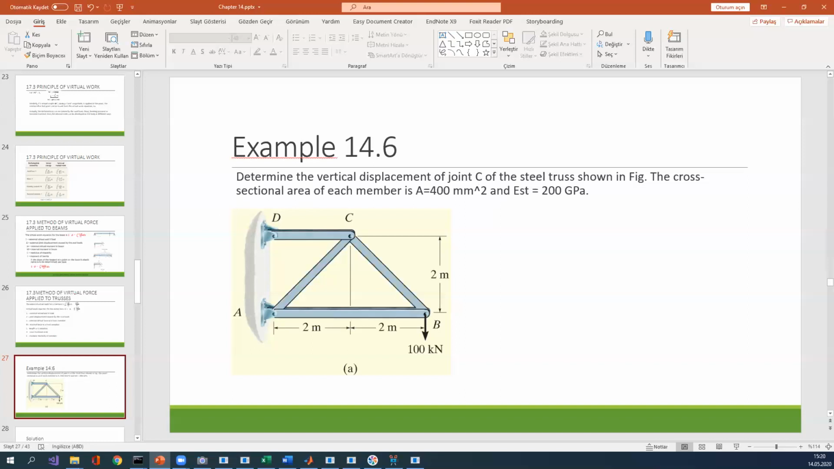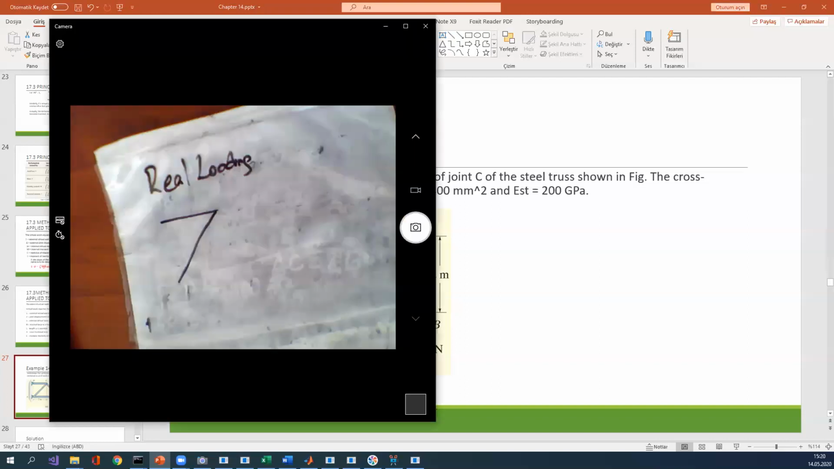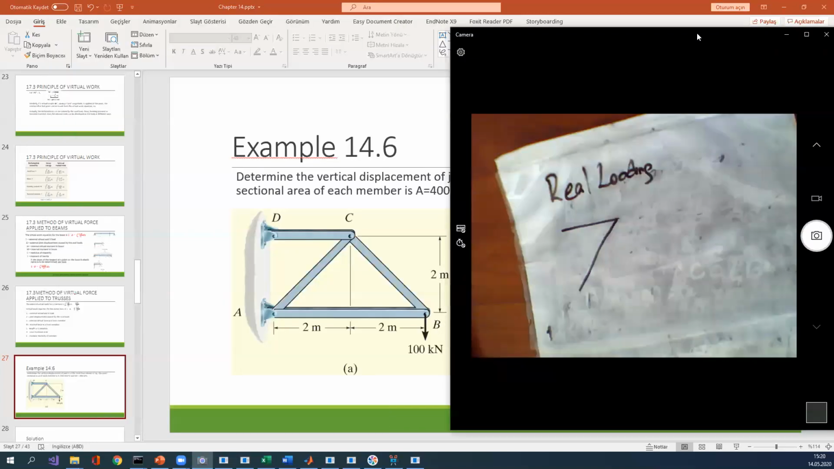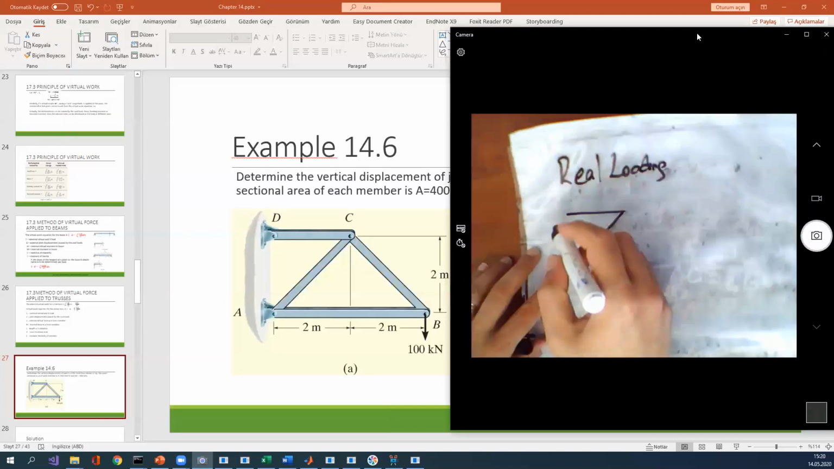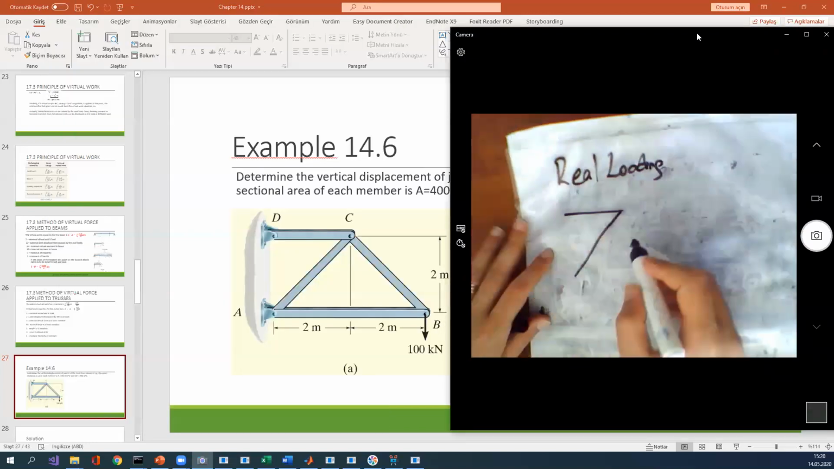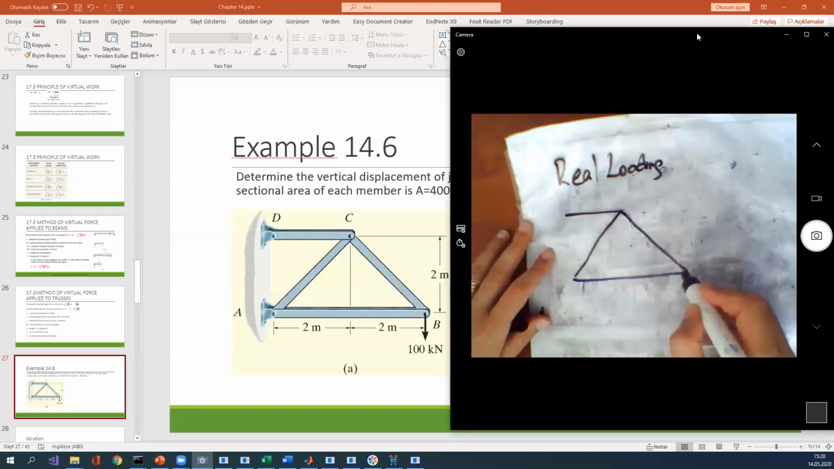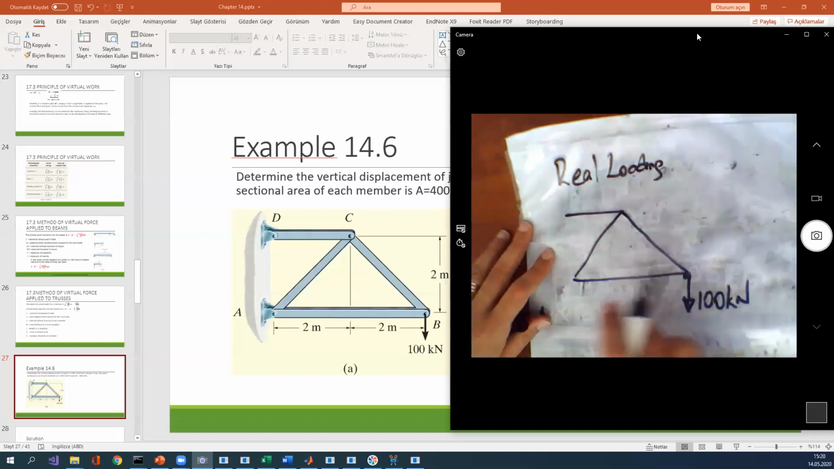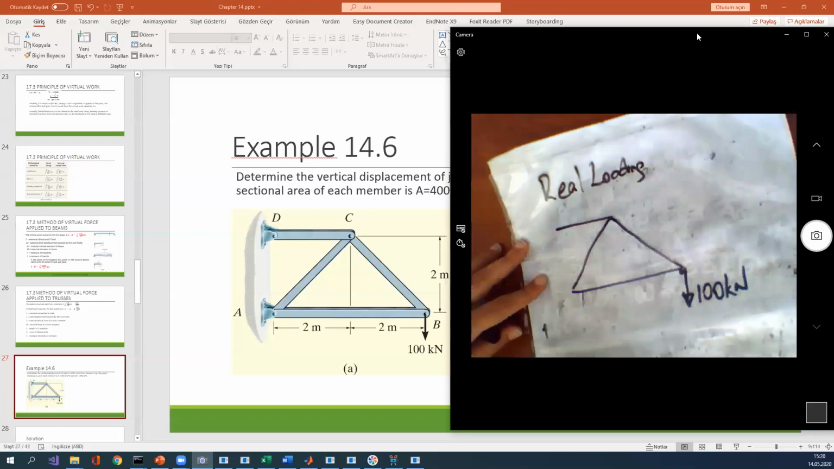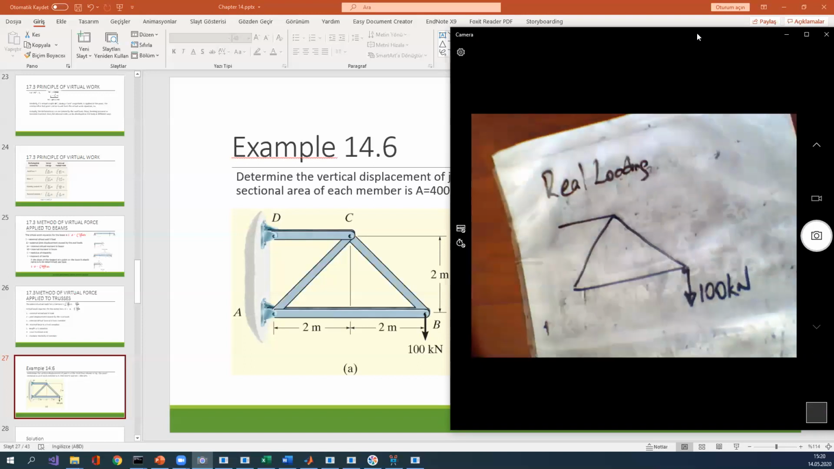I want to use the camera in here, rail loading. I want to draw a structure. Here is the 100 kilonewton in here. This is rail loading. Okay, also in here, both ends, I think that pin support, I don't care about the support direction, but I can use it.